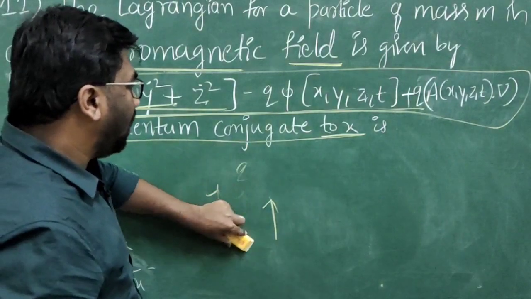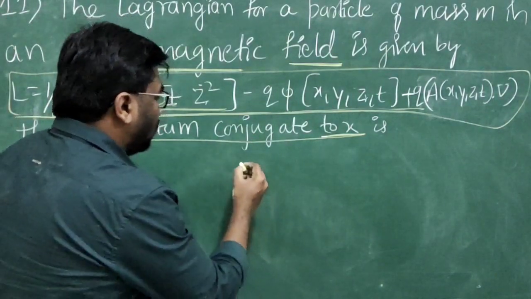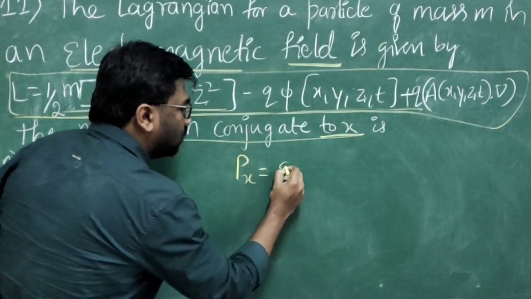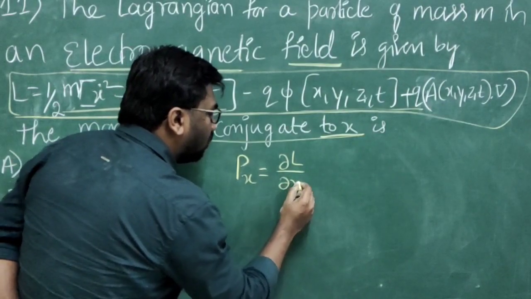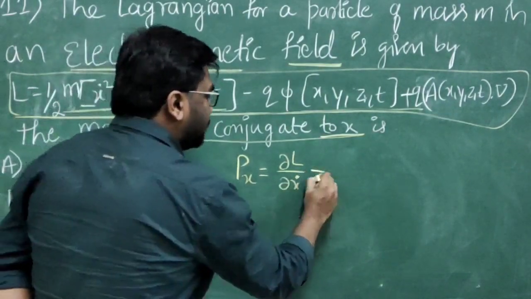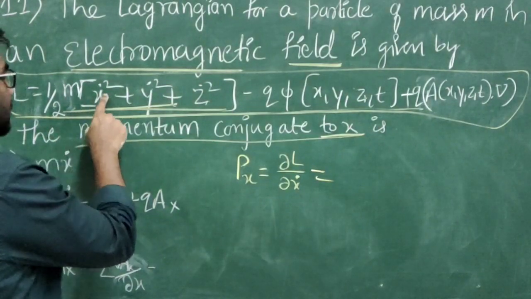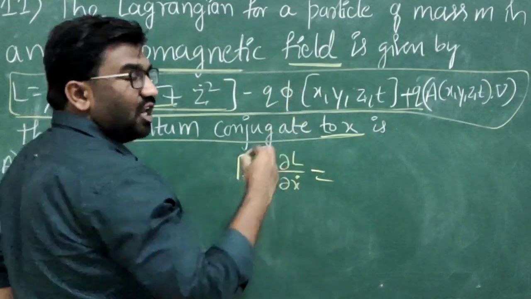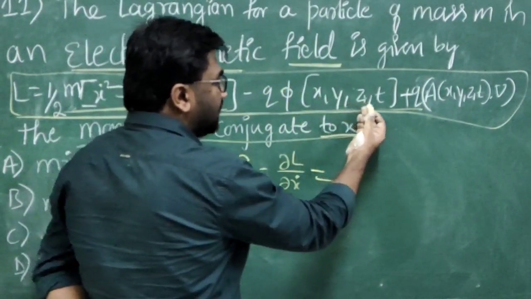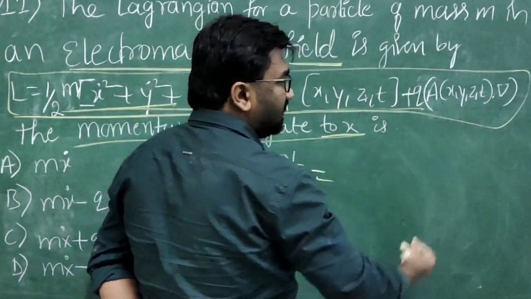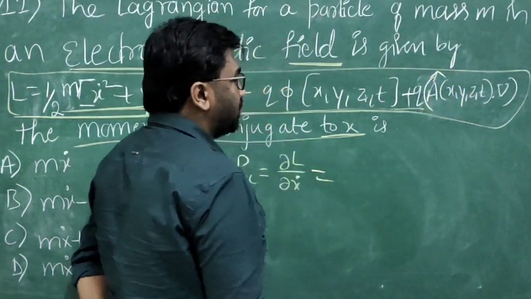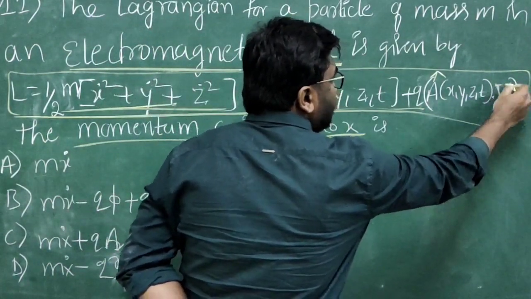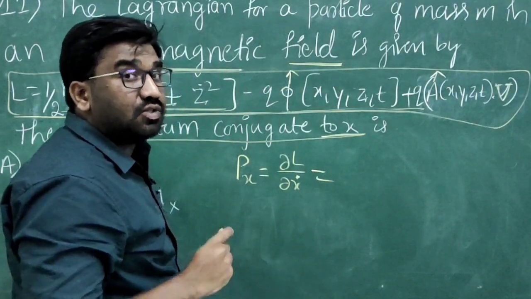See, the momentum conjugate along x is p_x equal to ∂L/∂x dot. So which is equal to, what is L here, (1/2) m (x dot square plus y dot square plus z dot square) minus q φ. This φ is the scalar potential, φ of x, y, z, t, plus q A(x, y, z, t) dot v, and this A is the vector potential. One more thing here: the velocity is also time dependent.